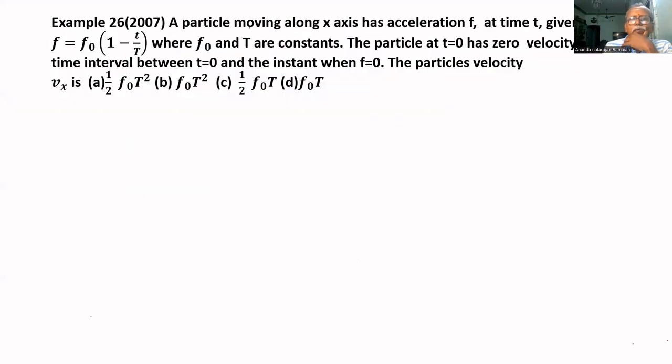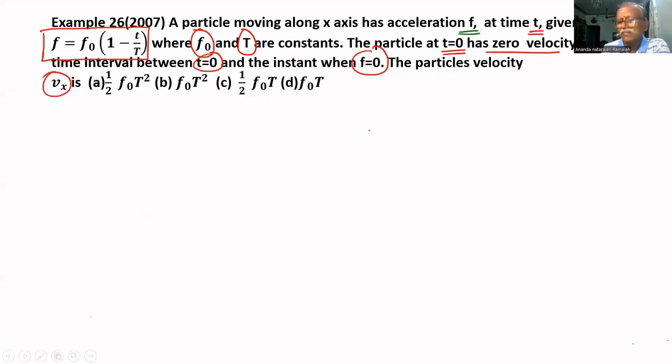A particle moving along x-axis has an acceleration f. Now the notation is f for acceleration at a time t given by f equal to, this is the expression for acceleration, where f naught and T are constants. The particle at t equal to 0 has 0 velocity. That is given. The instant when f equal to 0, the particle's velocity Vx is.